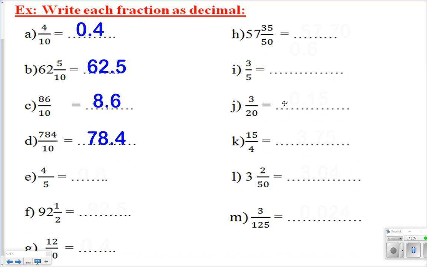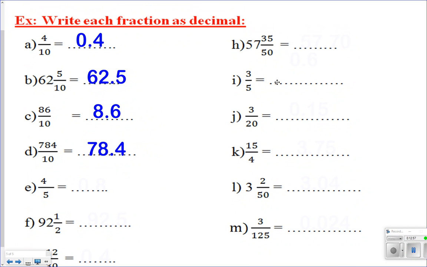If we have an example like this, 3 over 5, how to write it as a decimal? We said before, to write a question like this as a decimal, go back to our note. When we have 5 down, we must multiply it by 2 to make it 10. 5 multiplied by 2 equals 10. 10 will be the denominator. While multiplying the denominator by 2, we must multiply the numerator also by 2. 3 multiplied by 2 equals 6. So it will be 6 over 10, which is 6 tenths. The answer will be 0.6.